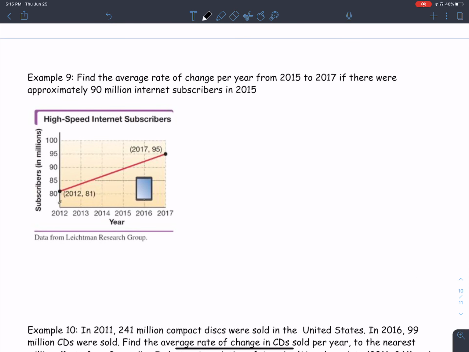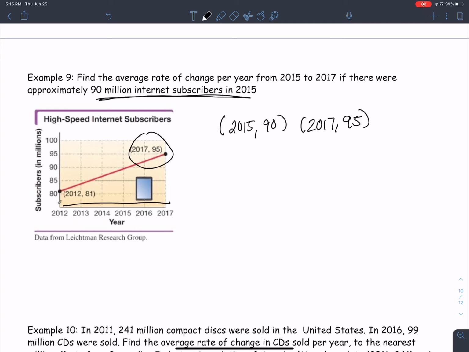Find the average rate of change per year from 2015 to 2017 if there are approximately 90 million internet subscribers in 2015. They gave us that we have 90 million subscribers in 2015. Now, our x-axis, and we have to be careful, is actually our years. In 2015, we had 90 million subscribers. And if we look here, in 2017, we had 95 million subscribers.